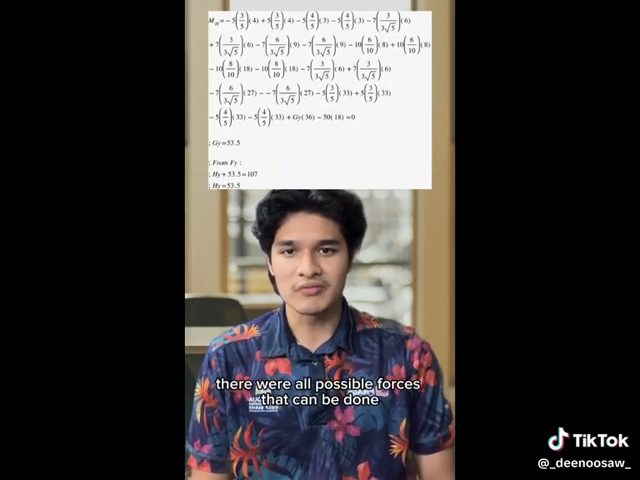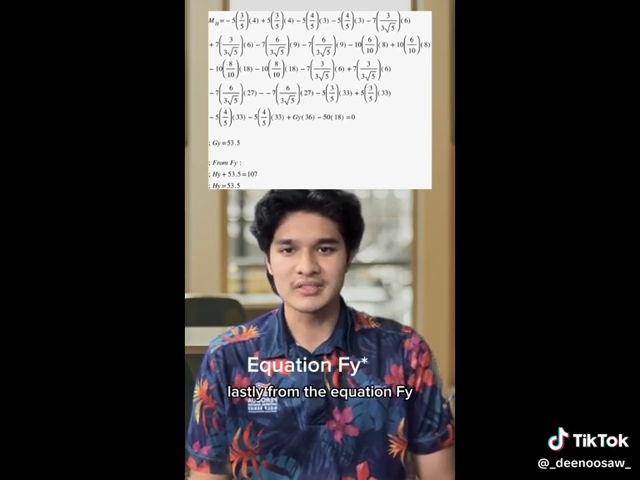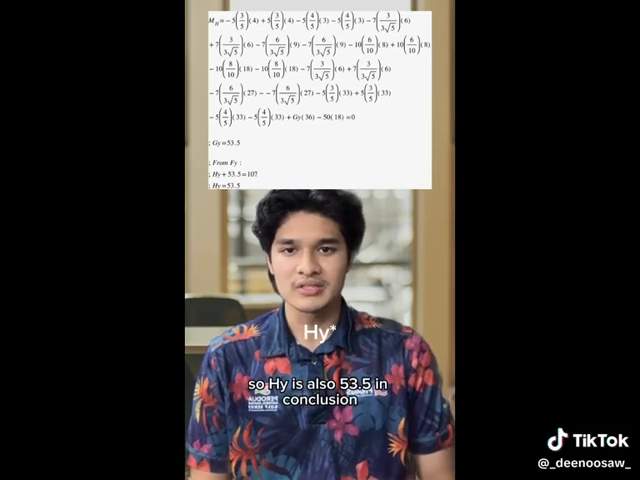There were all possible forces that can be done using moment and distance, and don't forget the weight itself. As a result, we obtain Gy equal to 53.5. Lastly, from the equation Fx, Hx plus 53.5 equal to 107. So, Hx is also 53.5. In conclusion, Hx plus Gy is equal to the downward forces. So, it is proven that the roof is in equilibrium.